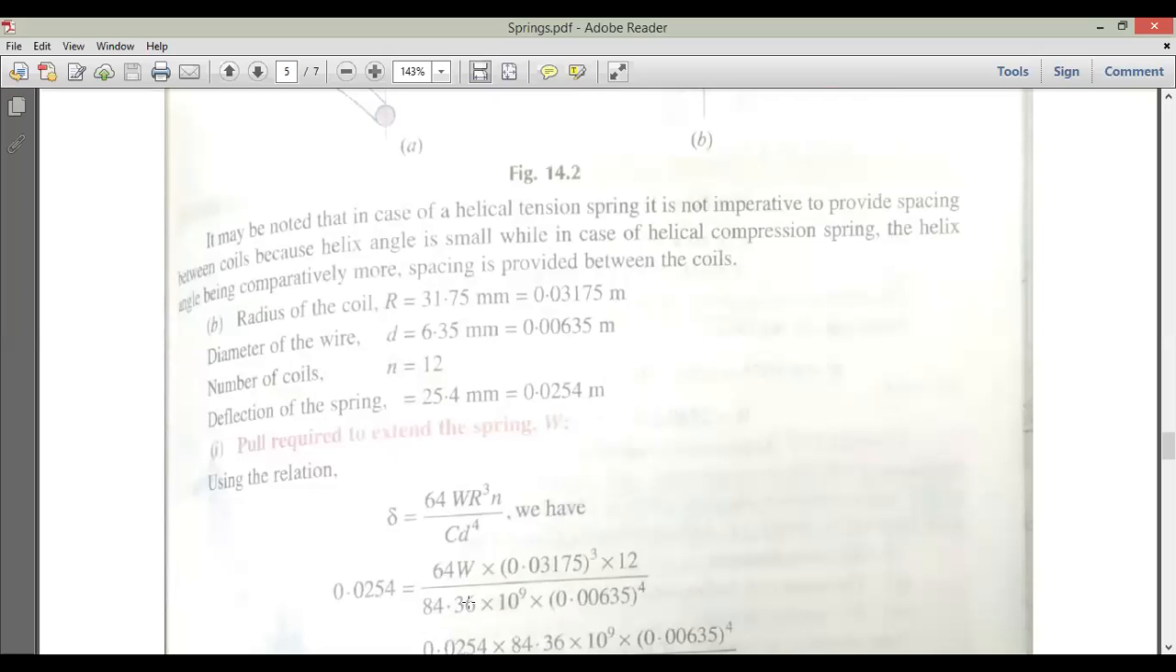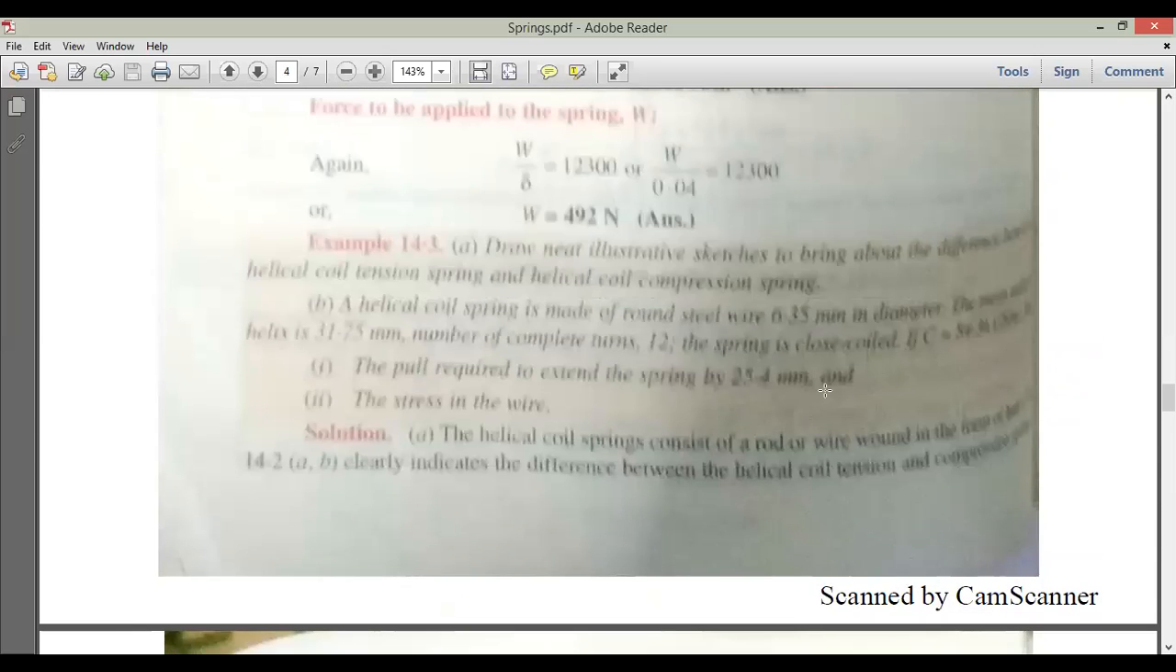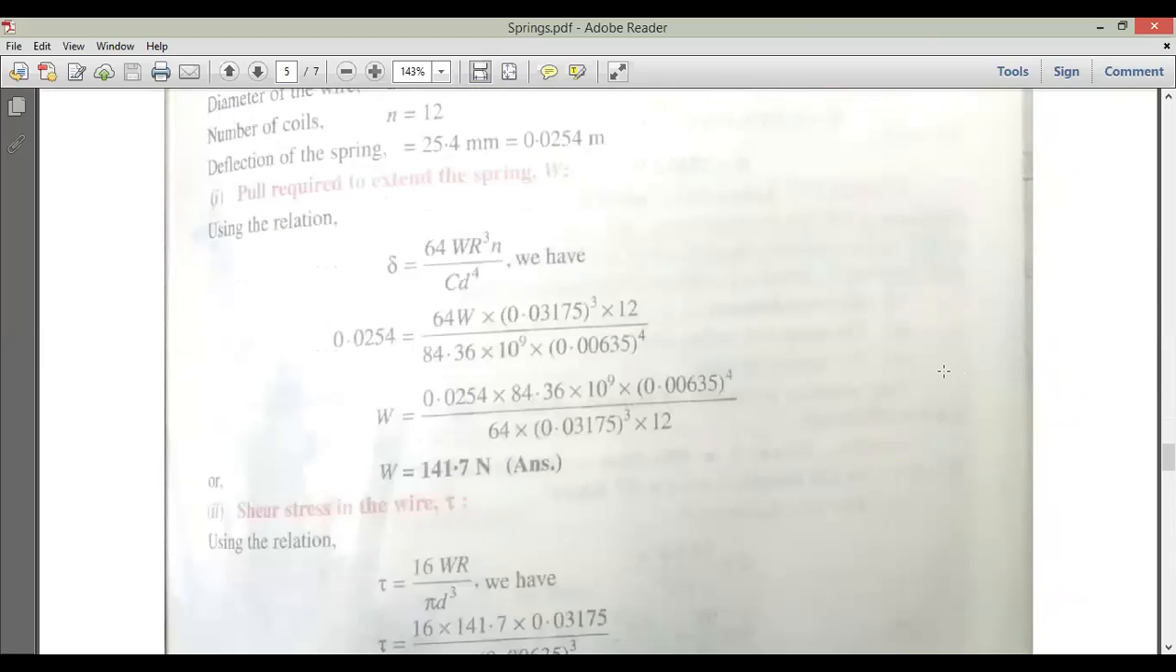Then the value of C is given as 84.36 giganewton. So substituting, 84.36 giganewton, then D raised power 4, 0.00635. So this way, substituting this value, we will be finding weight, and weight is 141.7 Newton.